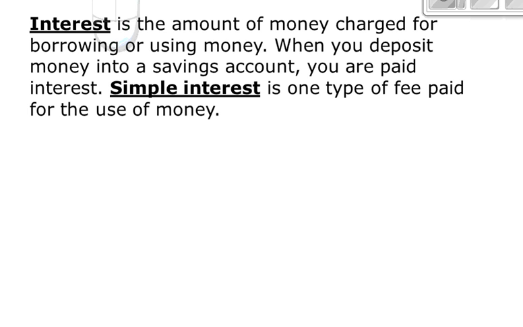Interest is the amount of money charged for borrowing or using money. When you deposit money into a savings account, you are paid interest. Simple interest is one type of fee paid for the use of money. So the equation for this is I equals PRT.